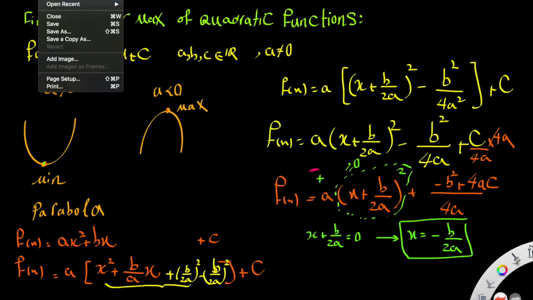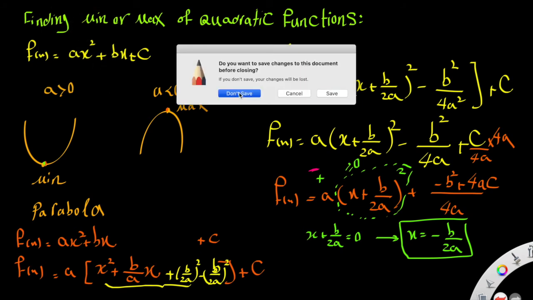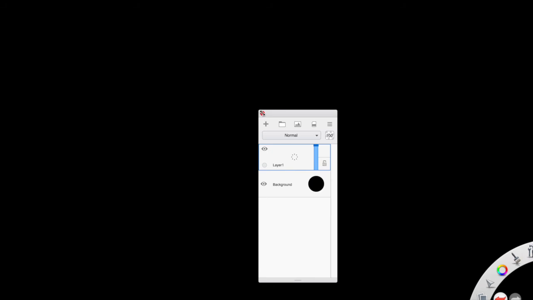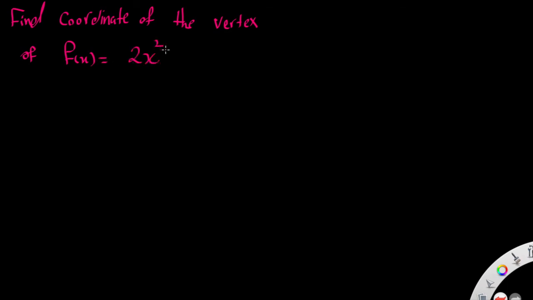Let me open a new page here. Now find the coordinate of the vertex of f of x is equal to 2x squared plus 6x minus 2.